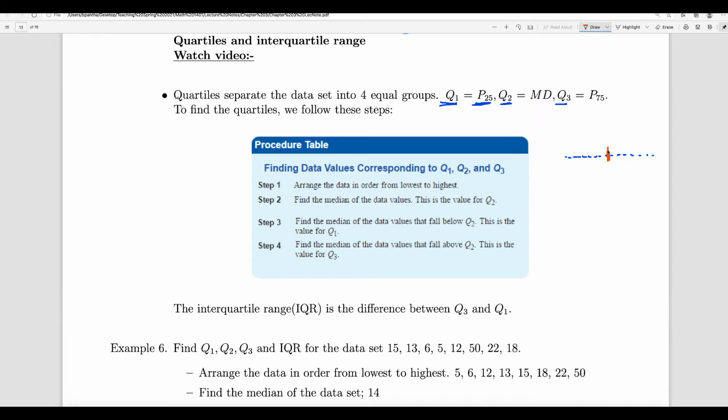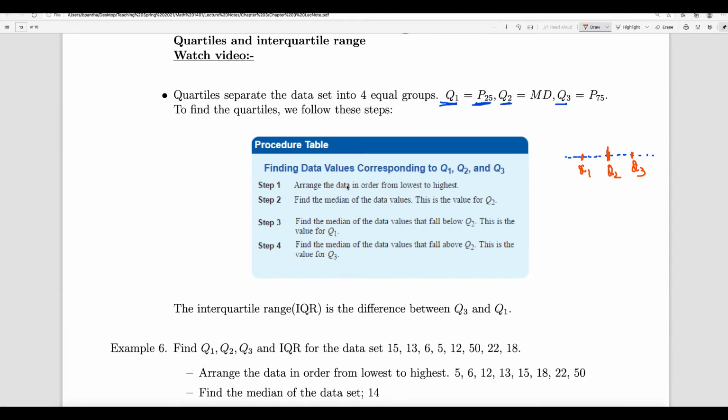The median, or Q2, divides the data into two equal parts, left and right. The median of the left part is Q1 and the median of the right part is Q3. That's how we find them. That's very easy to find out.